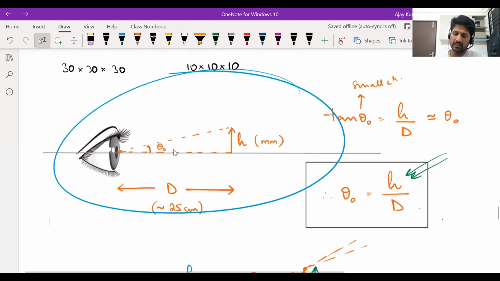This much, theta naught. The angle subtended on the eye when the object is seen directly is h divided by capital D, where h is the original height of the object, capital D is the near point distance. Rishi, are you clear with this or not? Yes, sir. Understood. It's a small object, no? So you'll obviously keep it as close as possible and see. So you are keeping it at the near point distance.